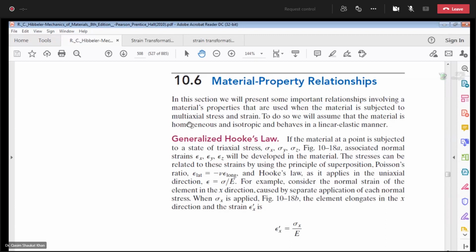Over here we are assuming that the material is homogeneous, isotropic, and behaves in a linear elastic manner. Please note down these 3 points. According to material property relationships, if we ask you what the assumptions are, you should know that.